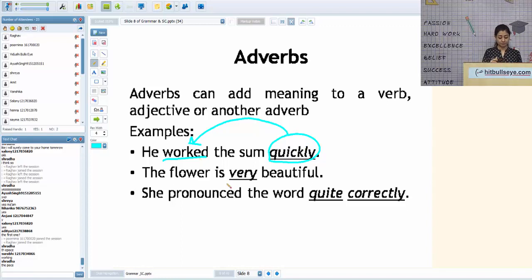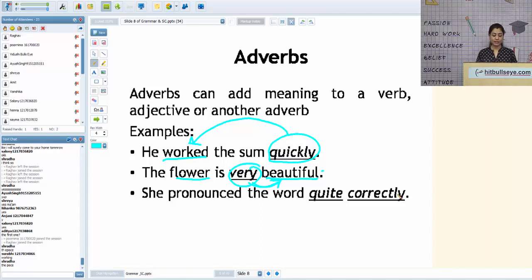Moving on, the flower is very beautiful. Now, beautiful is the quality of the flower and very is the quality of beautiful. So, beautiful is an adjective and very becomes an adverb, and we see how an adverb defines an adjective also. She pronounced the word quite correctly. Applying the same principle here, quite correctly becomes an adverb.